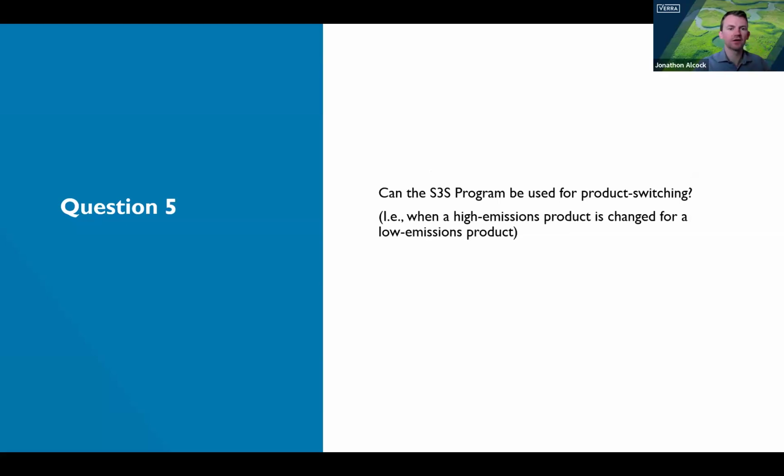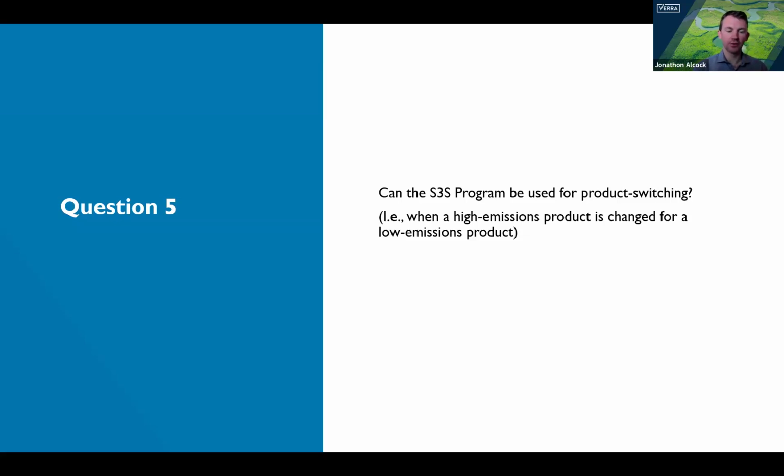Thank you, Luca. So this next question is about the use of the Scope 3 program, particularly for a type of intervention where there is product switching. So that would mean where a high emissions product is being changed or switched for a low emissions product. And so the answer to this question is that it depends on what the activity is and if there's a methodology for it. And really, how easy it is to show this change in a company's emissions report, whether using the Scope 3 standard program or not.